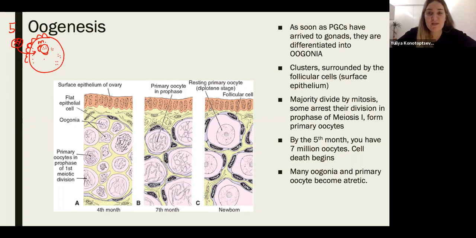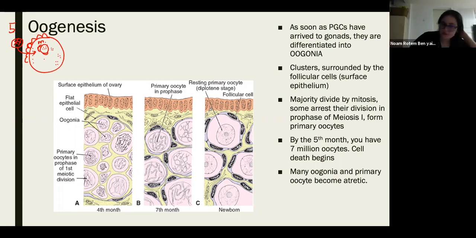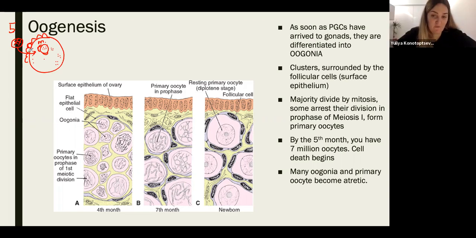Could you tell me, which cell in the male is the follicular cell analogous to? The Sertoli cells. The Sertoli cell, because they both come from surface epithelium. The only difference between them is that Sertoli is in the man and follicular cell is in the woman. That's the only difference. But both of them come from the surface epithelium of the gonads.